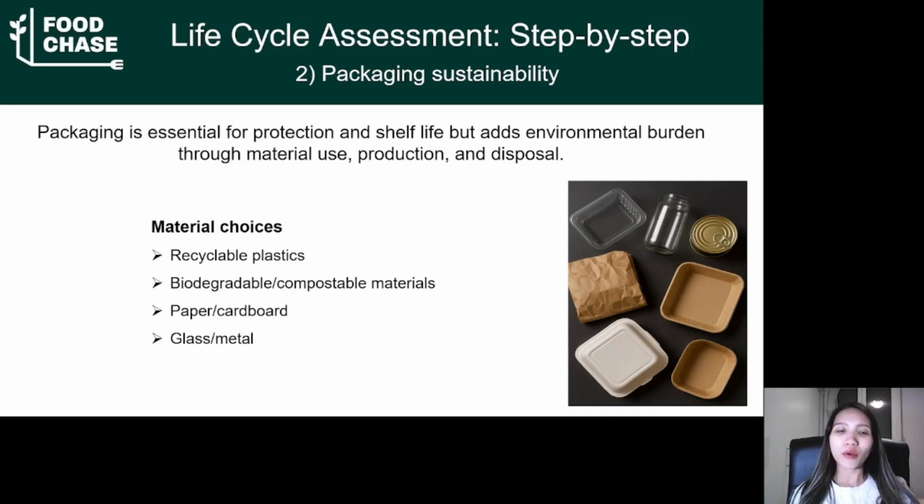Generally, biodegradable and compostable material are more preferred, but at the disposal phase, they require specific and appropriate conditions. Paper and cardboard production can require a lot of water use, while glass and metal are perfectly recyclable. But also the production requires a lot of energy use and also the transportation can generate more emission because they are heavier.